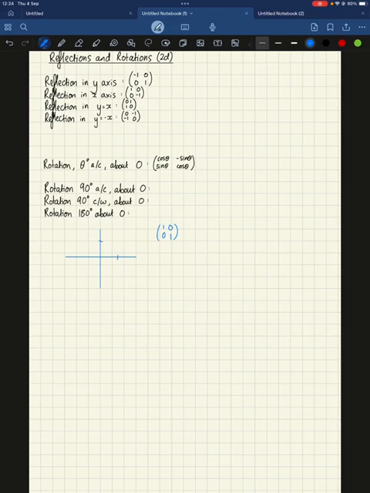Now, if we were to rotate this to here, so this will be our new point, and that's theta. And now if we were to do the same here, rotate it like that, theta degrees, both anticlockwise. Let's remove the arrows.